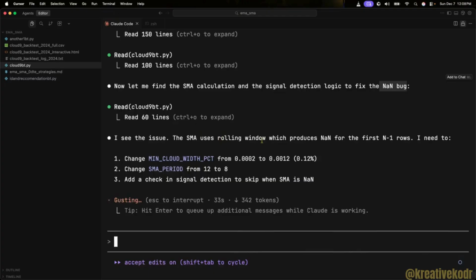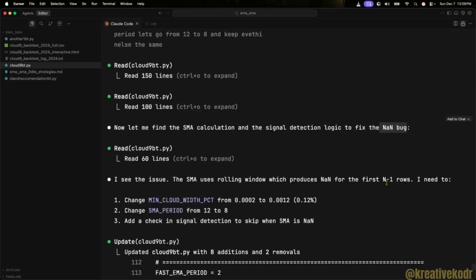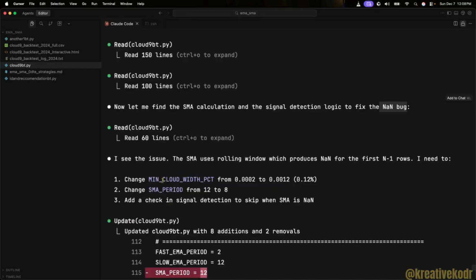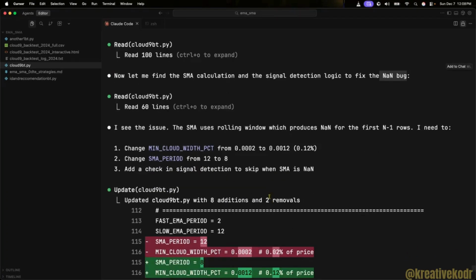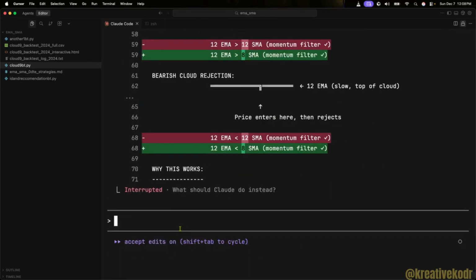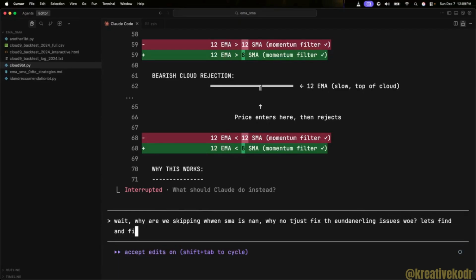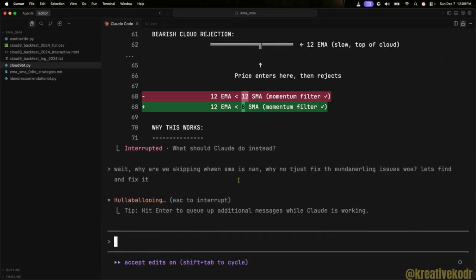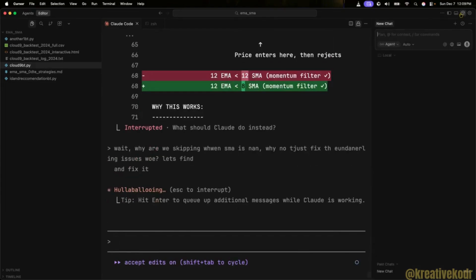I see the issue. The SMA is a rolling window, which produces the NaN for the first rows. We need to change the minimum cloud width, the 12 SMA, and then also check the signal detection to skip when the... wait, why are we skipping? Why are we skipping when SMA is NaN? Why not just fix the underlying issue? Well, let's find and fix it, please, and thank you.